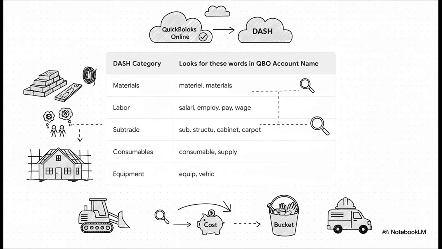The answer is all in a name. Dash literally just scans the name of the expense or cost of goods sold account that you used back in QuickBooks. It's looking for specific keywords. If it sees the word materials or even material, it knows, aha, put that cost in the materials bucket. If it sees sub, it goes straight to subtrade.